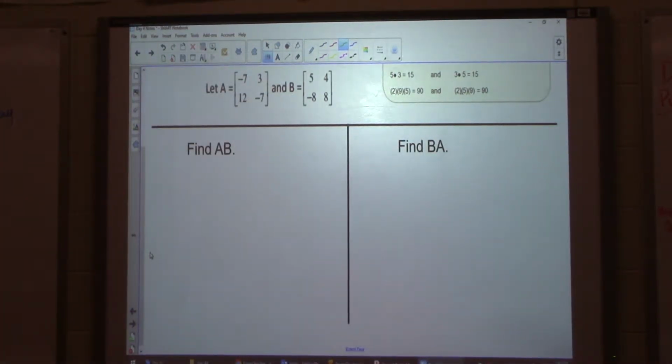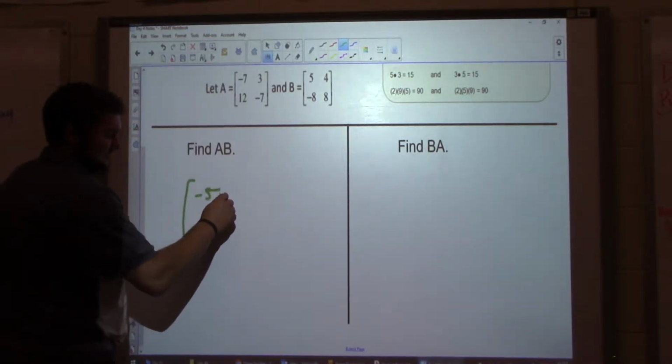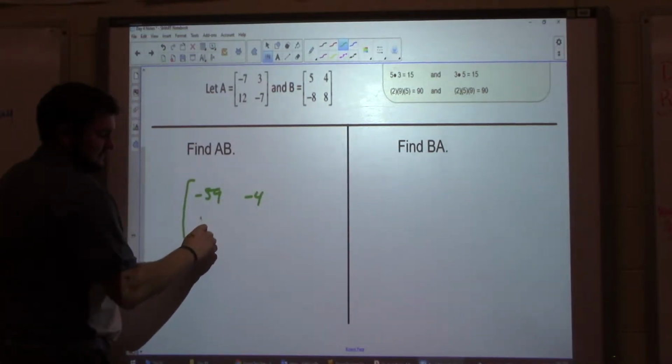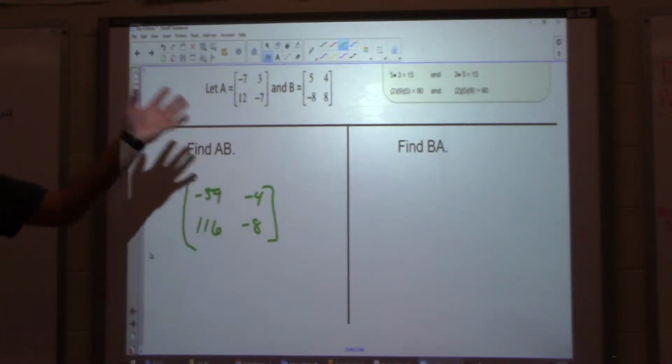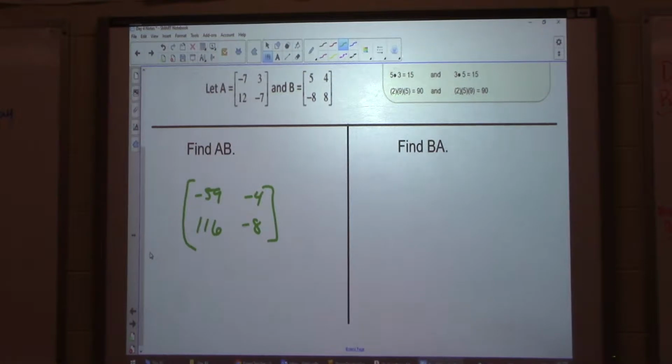All right, did anyone do A times B to start with? She did. What did you get? Negative 59, negative 4, 116, 116, and negative 8. Okay. I'll give you maybe another minute to do B times A in case you haven't yet. Did you do them already? Do it right, why do you say that? The answer's not the same. Ooh. For A times B? Oh no. How'd you do it? Did you do what we just said not to do? I did the wrong one. Oh, okay.